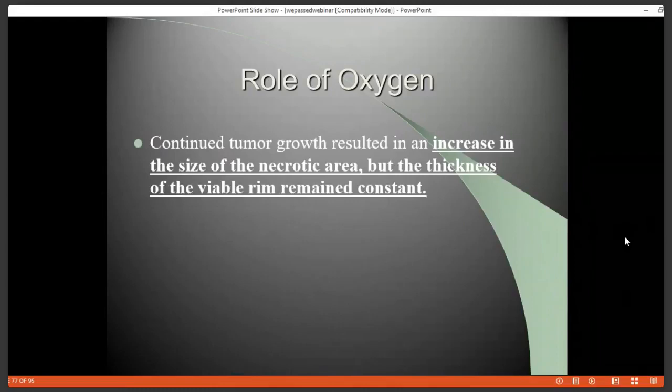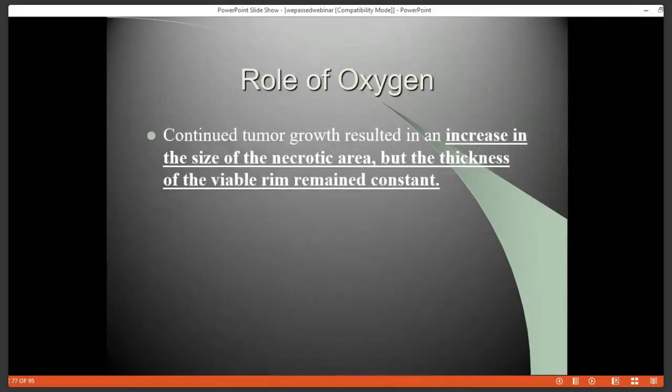Continued tumor growth increases the size of the necrotic area, oddly enough, but the thickness of the viable rim remains constant. So as the tumors grow and outgrow these vessel supplies, you see larger and larger areas of necrosis in the tumor itself. But that viable rim around each vessel tends to remain constant.